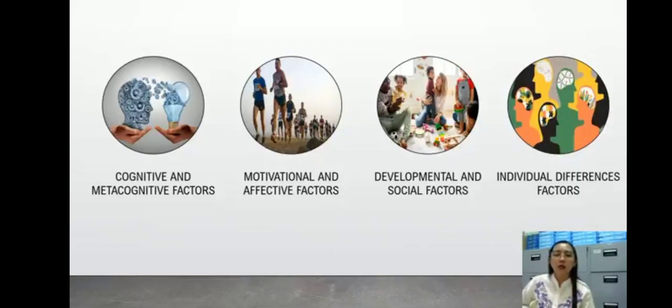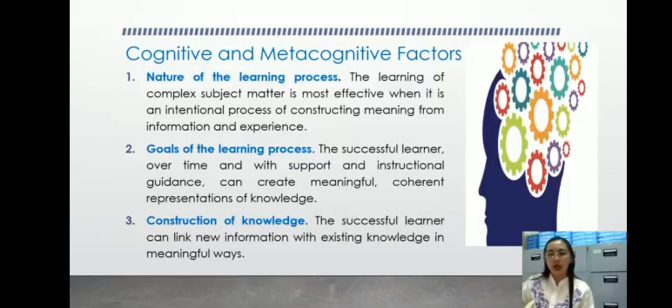We have first the cognitive. The first category is the cognitive and metacognitive factors. Number one, nature of the learning process. The learning of complex subject matter is most effective when it is an intentional process of constructing meaning from information and experience. When we say intentional process, it is to the point where the learner becomes goal-directed, when the learner has the intention to really learn, when this learner becomes active in his own learning.